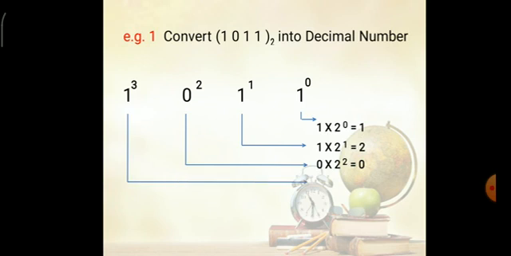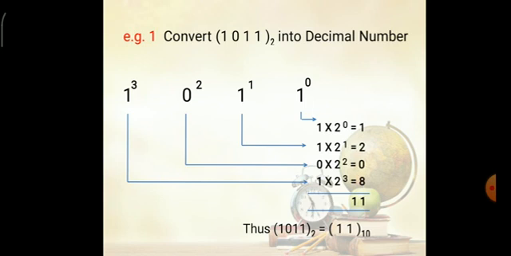Now take the last digit, that is 1. Do the same procedure, 1 into 2, and put the same power which is on the digit, that is 3. 1 into 2 to the power 3 is 8. Now the last step is to add all the obtained results. 1 plus 2 plus 0 plus 8 is 11. So 11 is the answer. 1011 of binary is equal to 11 of decimal.